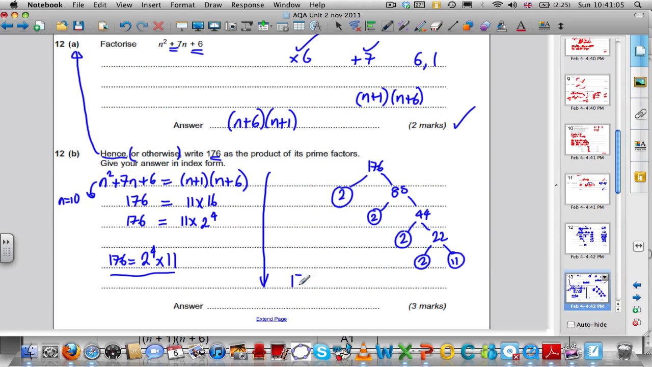And so therefore 176 is 2 times 2 times 2 times 2, 2 to the power of 4 times 11. Same. But you could have used part A as well. So the answer is 2 to the power of 4 times 11.